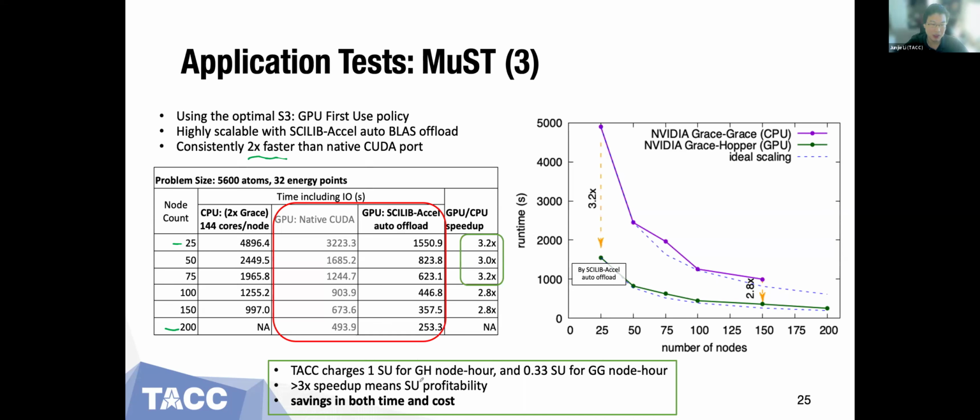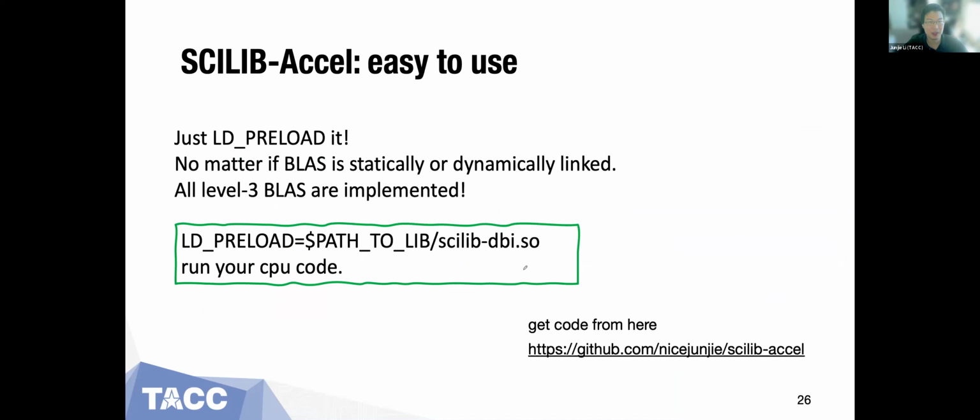And this is very important because at TACC, on the machine Vista, we charge one service unit for the Grace Hopper and 1/3 service unit for the Grace CPU node. So the GPUs are essentially 3x more expensive. And by achieving more than 3x speedup doing automatic offload, we're essentially reaching what I call service unit profitability. We are not only saving runtime, we are also saving cost. And not too many codes in quantum chemistry can do this. Some codes claim 2 to 3x speedup, like Quantum Espresso. So that's a lot being talked about.